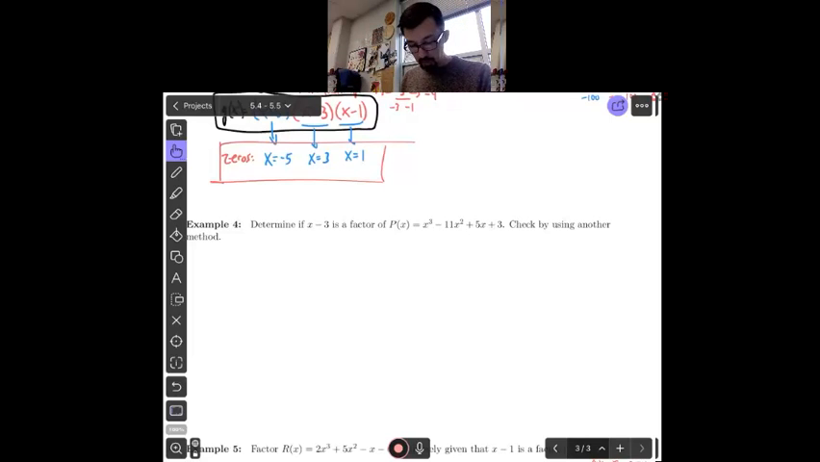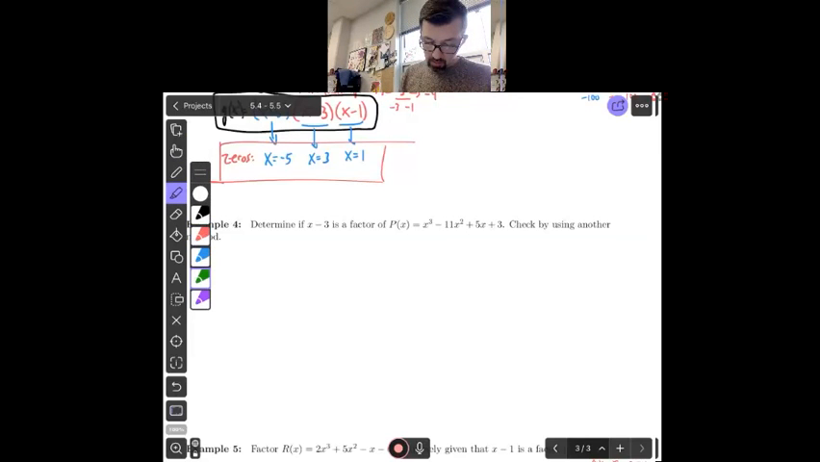Determine if x minus 3 is a factor of p of x. You can check using another example. Again, I want you to pay attention here. It's giving you a factor this time. Last time I gave you a zero, which is different. We're just going to use synthetic division to check. Again, just check for gaps. I don't see any. Then we're going to divide out positive 3 because we're going to switch that sign.